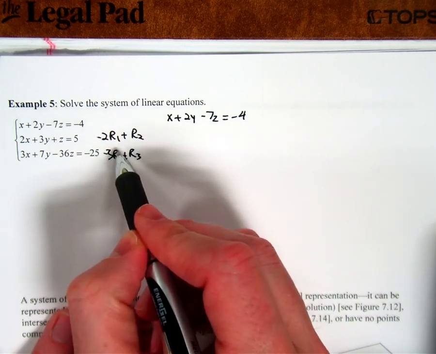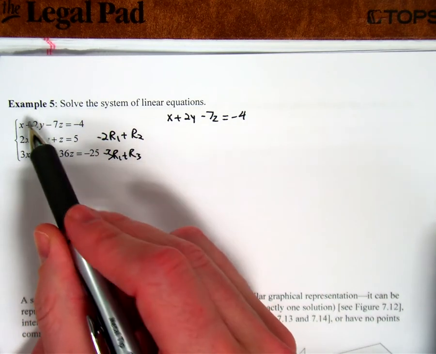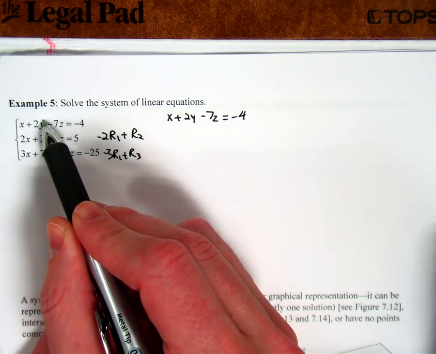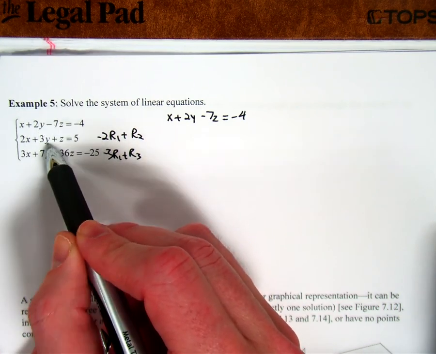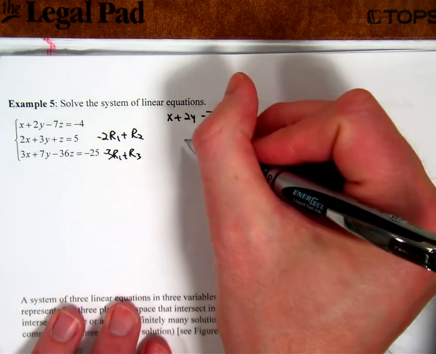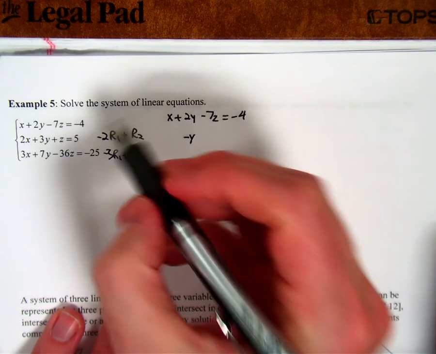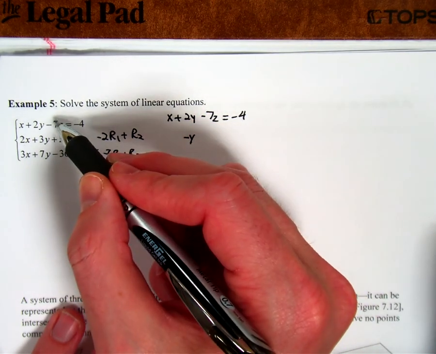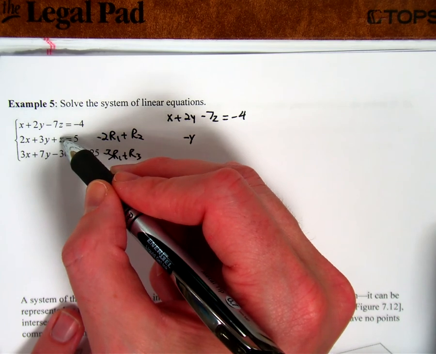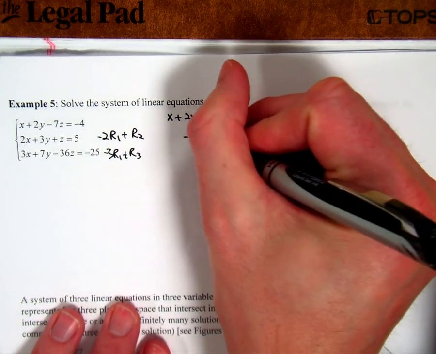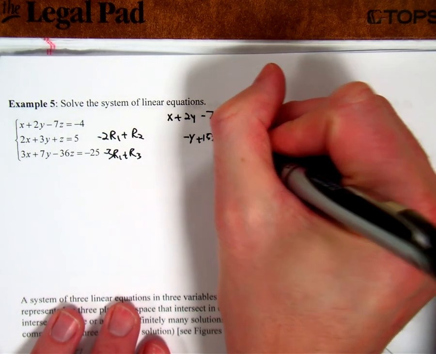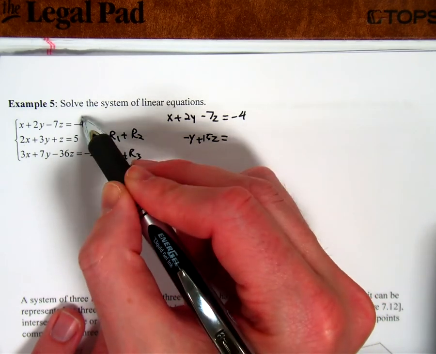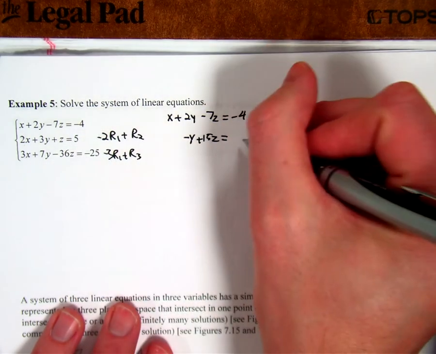Okay, -2 times row 1. So we have -2x, positive 2x, cancels. -2 times 2, we got -4y, plus 3y, we're going to have -y. We'll have positive 14z, add one more, 15z. And again, don't forget to do the constants, the answer side here. Positive 8 plus 5, we got 13.